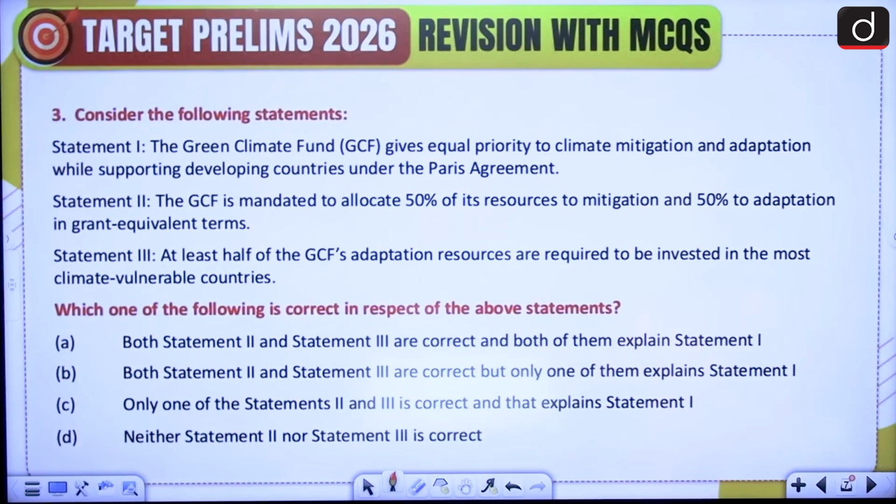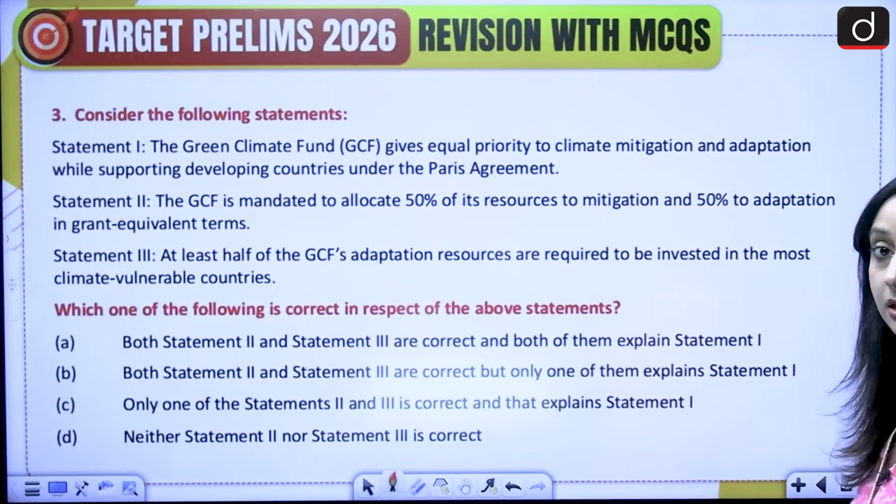Which of the following is correct in respect of the above statements? A. Both statement 2 and statement 3 are correct, and both of them explain statement 1. B. Both statement 2 and statement 3 are correct, but only one of them explains statement 1. C. Only one of the statements 2 and 3 is correct, and that explains statement 1. D. Neither statement 2 nor statement 3 is correct. So please attempt this question.